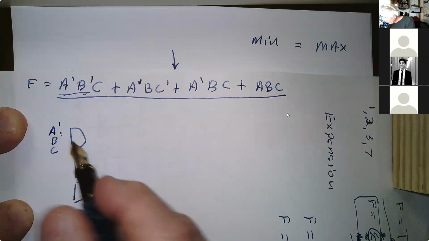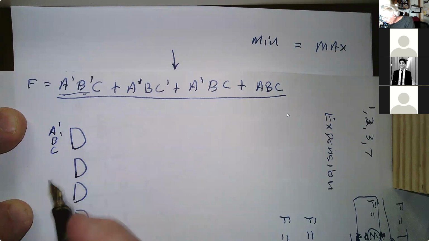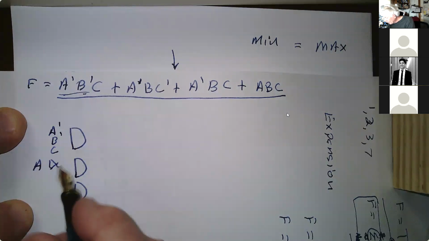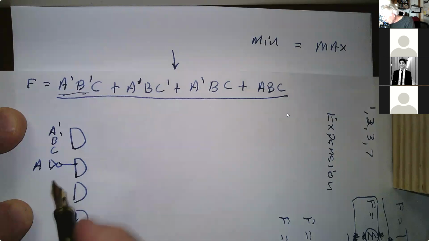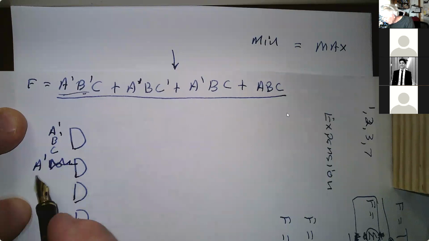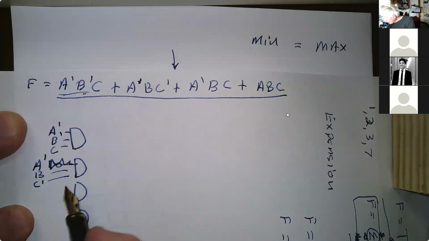Or if you wanted to draw in bubbles or inverters, you could do that. So this is A prime, so I can do an inverter here and put that in. But we normally don't do that. We normally just write A prime. Makes it a lot easier. B, C prime. And then this is A prime, B, C.